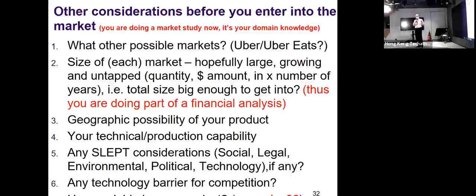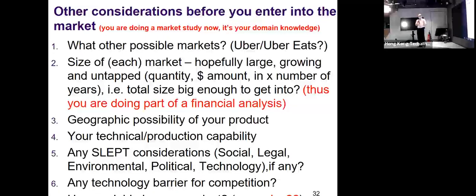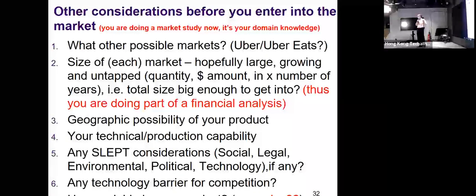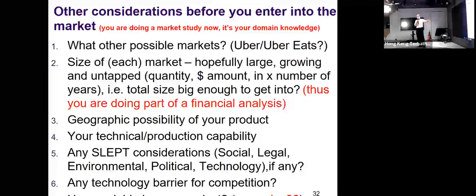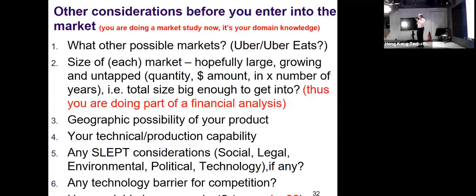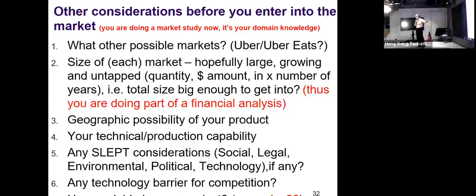What is the size of the market? Think about whether the market is large, expanding, and untapped. This will be ideal if your market is large and expanding. If you do that, then you are doing part of a financial analysis. How big is the market? Project 3 years, 5 years. Then you are doing part of a financial analysis. You are doing a financial projection of your revenue, but also your cost.